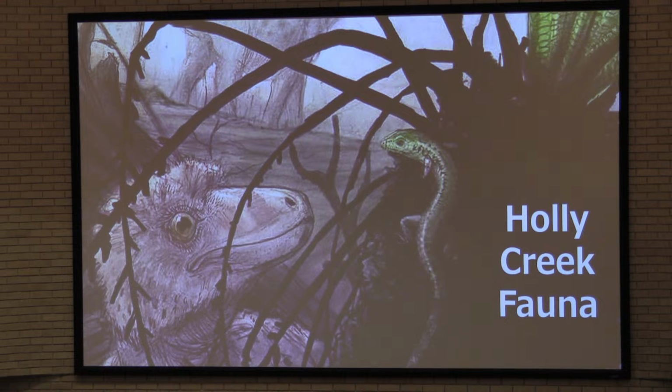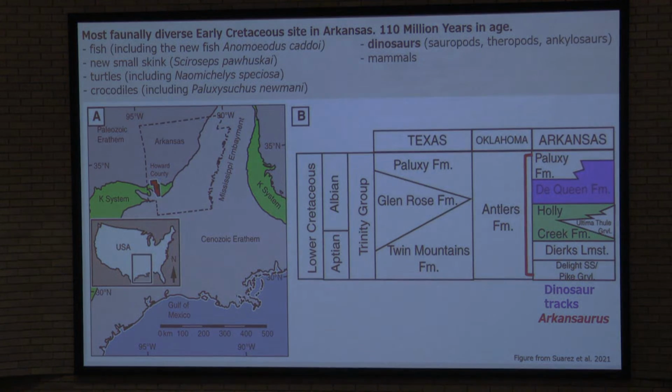All right, so moving on to the Holly Creek fauna. So this is the most recent dinosaur work that's taken place here in the state of Arkansas. So here's another map kind of showing where these fossils were found here in Howard County. Locksburg's just right over here, so it's next county over. So we're just coming this direction.